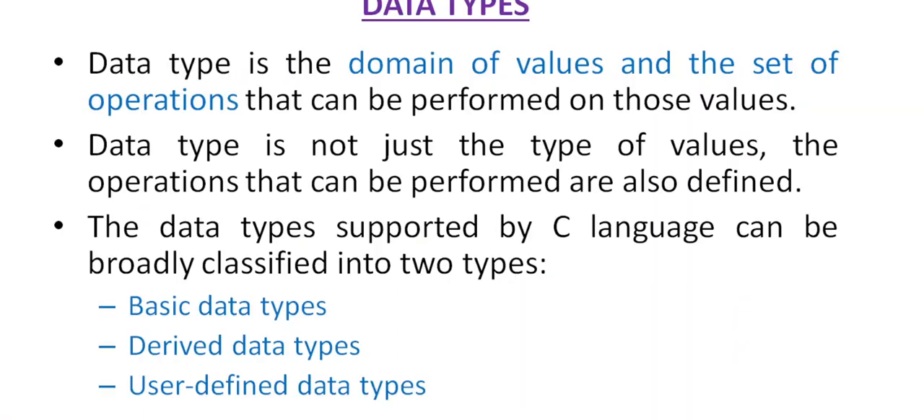So a data type has two things. One is the domain of values: what are the values that the data type can take? Say if it is an integer, what are the possible integers? And the second is the set of operations that can be performed on those values. Domain of values means what are the possible values?